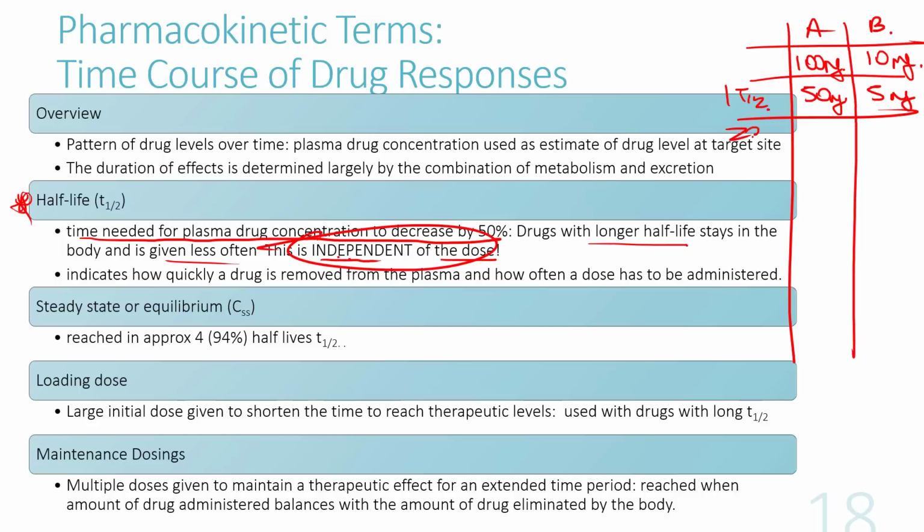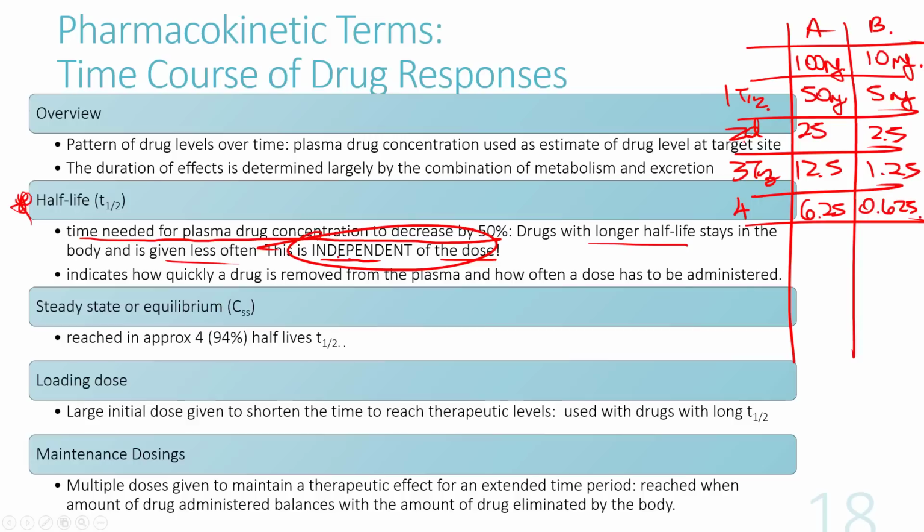After the second half-life, it decreases again by 50%, so from 50 to 25, and from 5 to 2.5. In the third half-life, it decreases again to 12.5 and 1.25. And at the end of the fourth half-life, it decreases from 6.25 to 0.625, right? So you can see here that it's independent of the original dose, or of any dose, really.